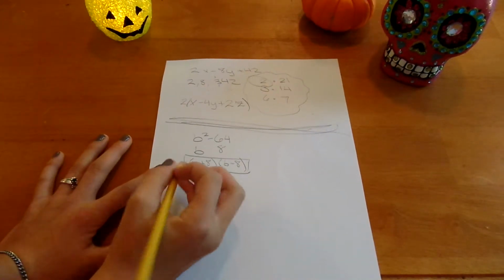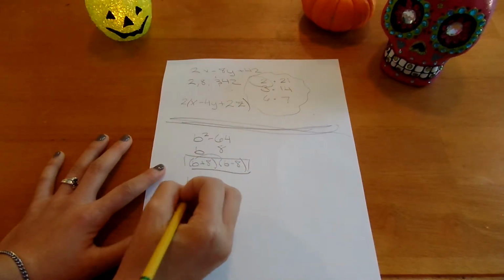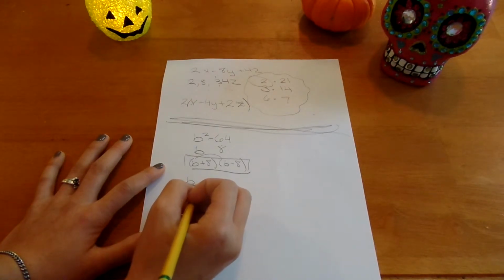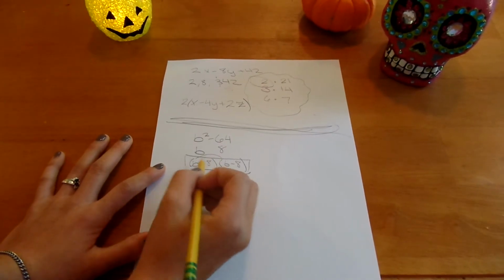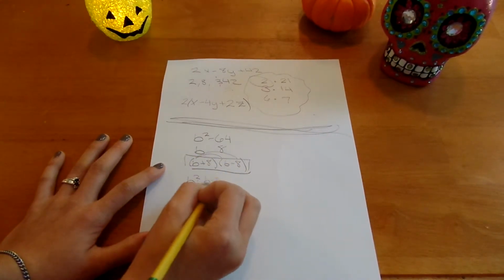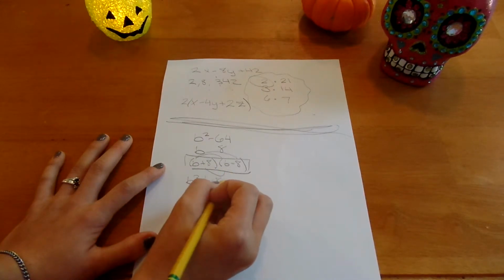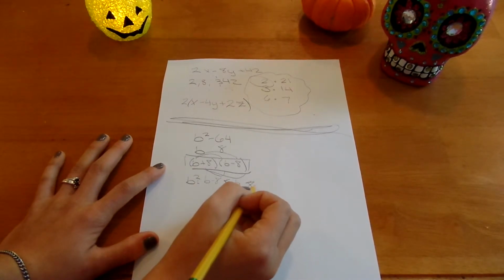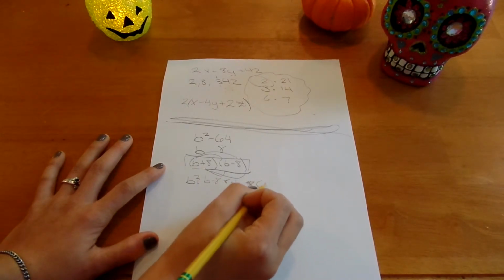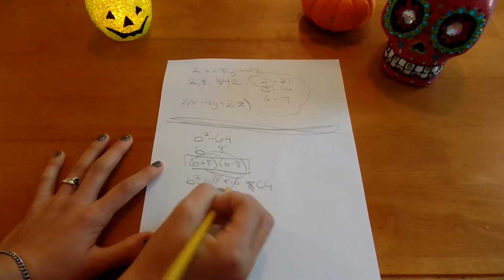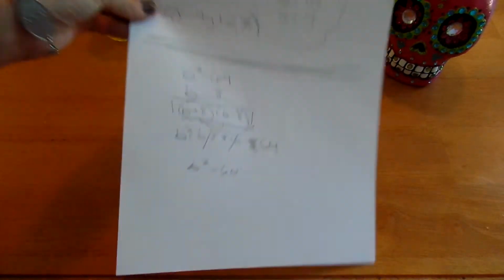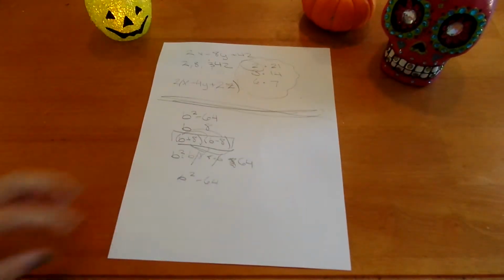So basically, the first would be b squared. Then the outer would be b minus 8, and the inner would be 8 plus b. And last would be 8 and 8, which would be 64. So you can see it's a negative and a positive, so it'd be b squared minus 64. That's kind of messy, but yeah.